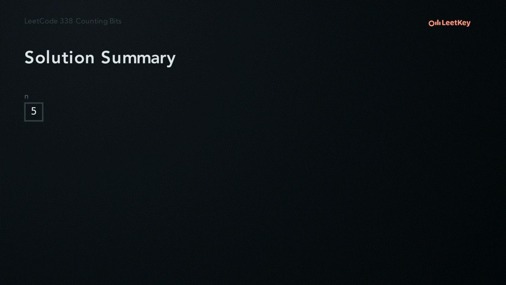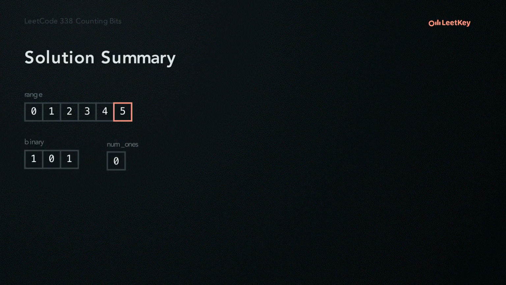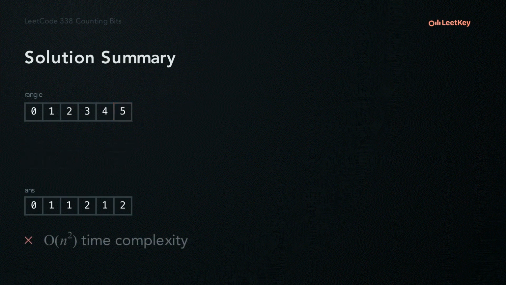You might be inclined to solve this problem by iterating over each number from 0 to n, representing each number in binary, then iterating over each digit in the binary representation to count how many ones appear. The output represents the number of ones in the binary representation of each number from 0 to n. But this approach loops over each binary position for each number up to n, resulting in an n-squared time complexity.